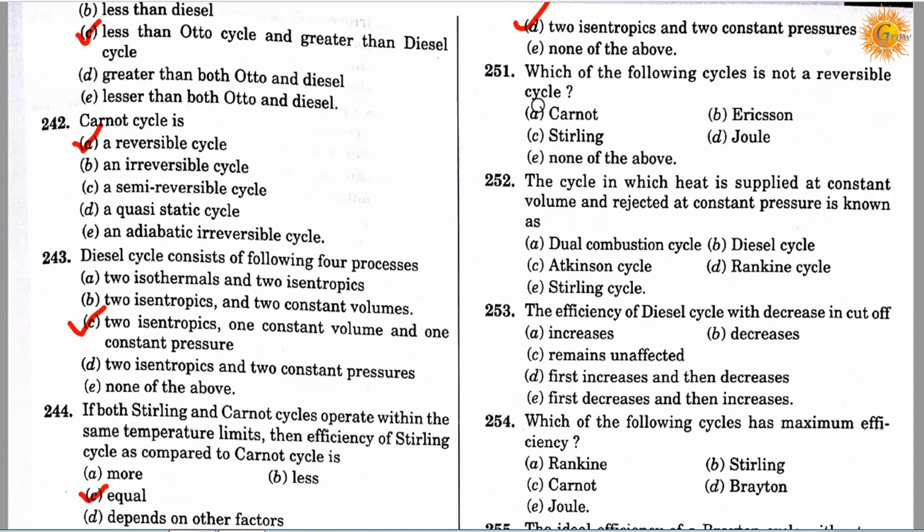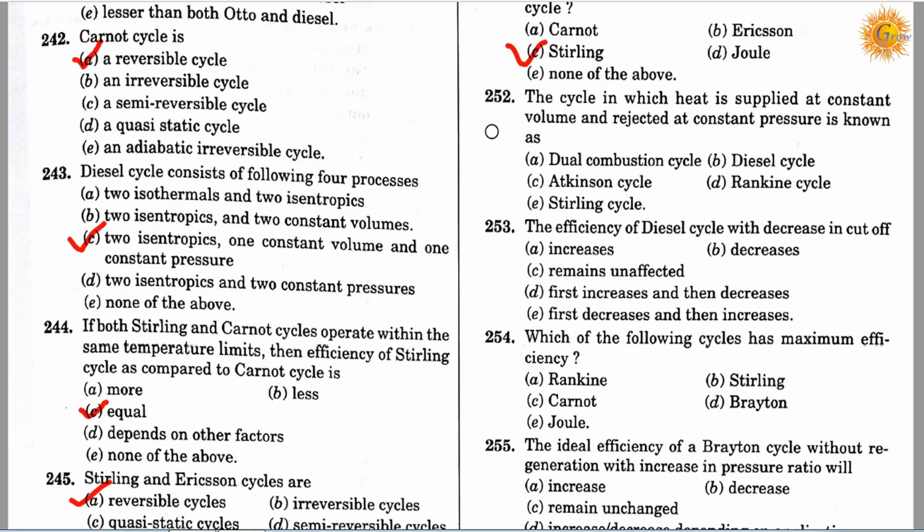Question number 251. Which of the following cycles is not a reversible cycle? Option A, Carnot; option B, Ericsson; option C, Stirling; option D, Joule; option E, none of the above. Correct answer is E. Which of the following cycles is not reversible? Question number 252.